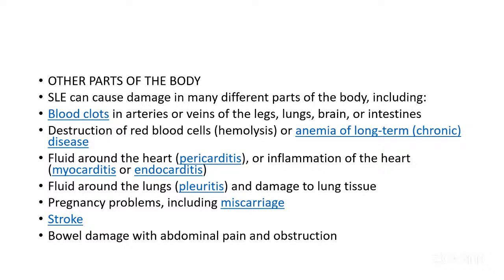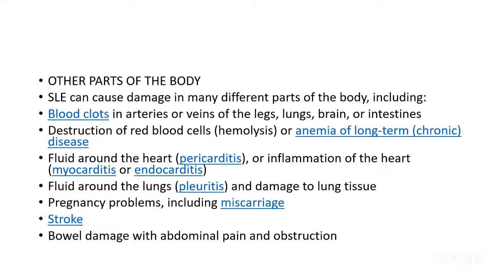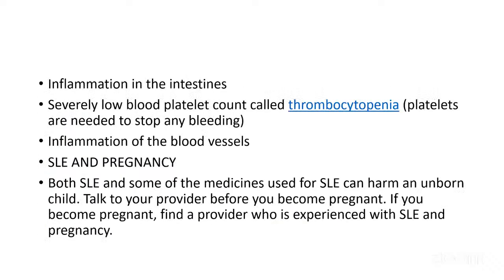And if experienced medical personnel use some of these investigations, they can easily detect the onset of SLE, especially with the rheumatoid factor and the CRP, C-reactive protein. Let's continue. We have the inflammation of the intestines. We have the severe low blood platelet count called thrombocytopenia. Platelets are needed to stop any bleeding, so if it is low, there's a problem. Inflammation of the blood vessels.